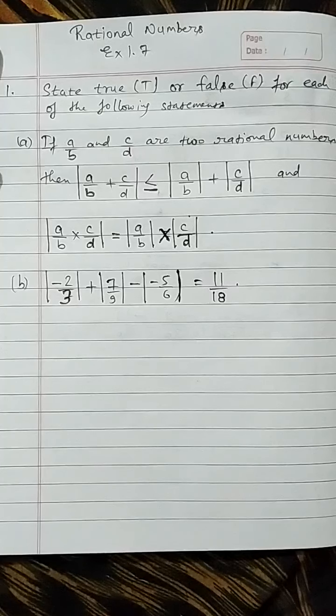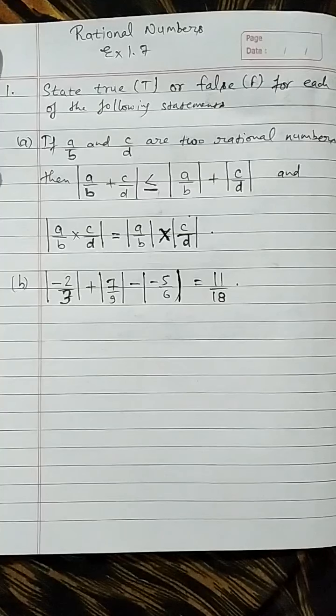Hello students, this is the last exercise of our first chapter, rational numbers. Our exercise is exercise 1.7. Today's first question is: state true or false for each of the following statements.